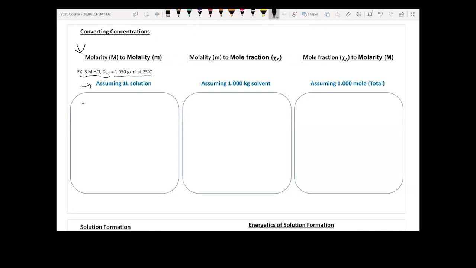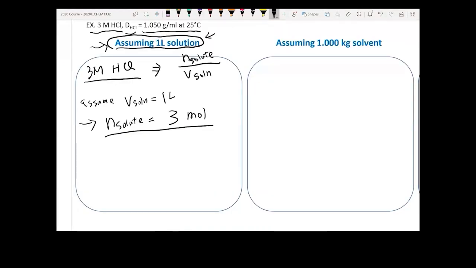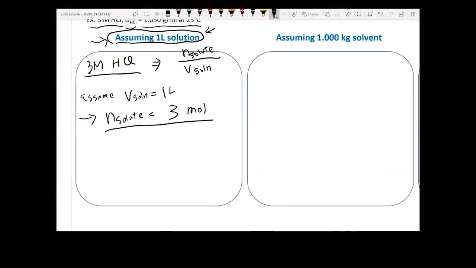So for example, here you start from a 3 M HCl solution. 3 M means the number of moles of your solute divided by the volume of your solution. Assume the denominator is equal to 1, which means I assume my V solution equals 1 liter. Then I know the number of moles of solute is 3 moles. You want to convert the molarity to molality, right? The molality is equal to the number of moles of your solute divided by the mass of your solvent. The numerator you already know, so how do you get the mass of your solvent?